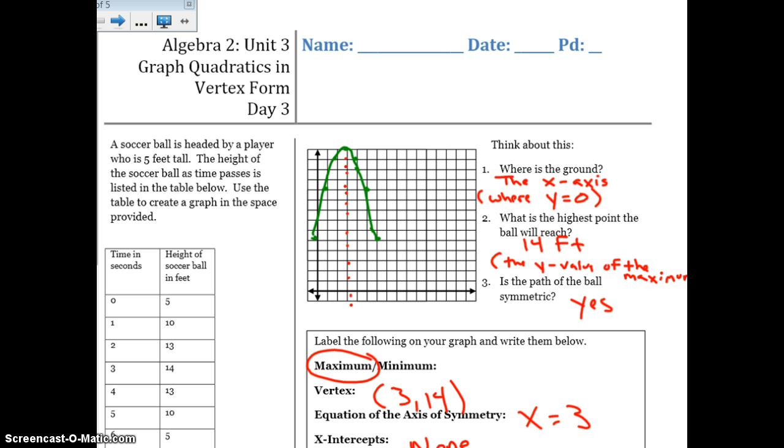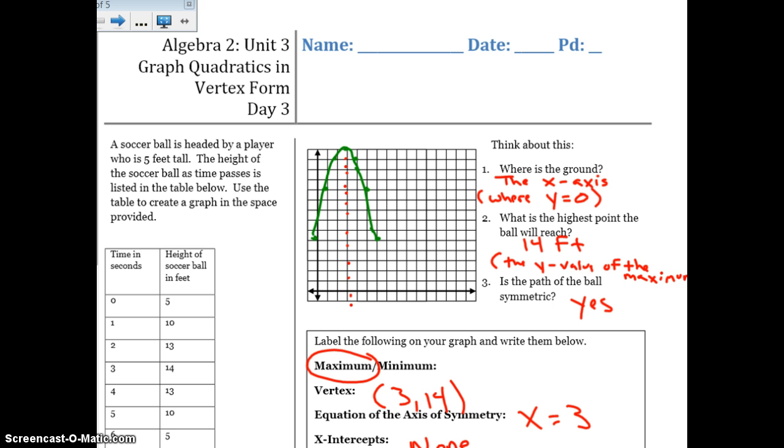Just to review what we just did in class, where is the ground? We're going to consider the ground the x-axis. That's where y is equal to 0. What is the highest point of the ball? Or what is the highest point the ball will reach? That will be 14 feet because that is the y value of your maximum.